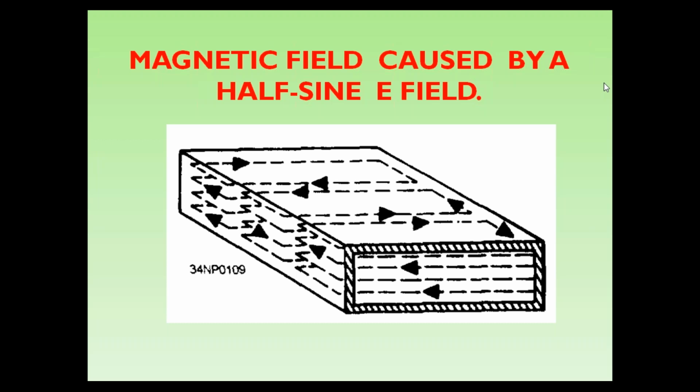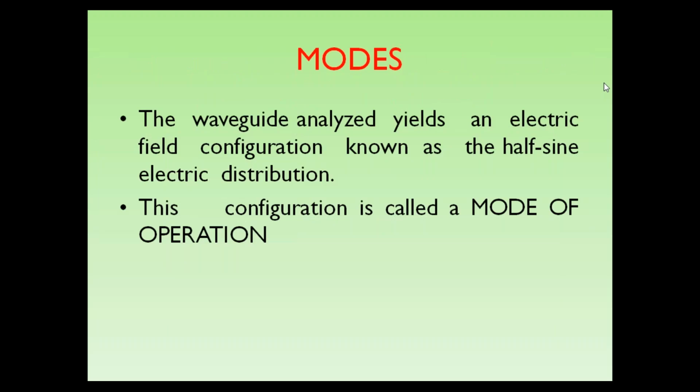Now we are going to see the same for the magnetic field. When you send a half sine wave, you can see that the direction is along the loop.